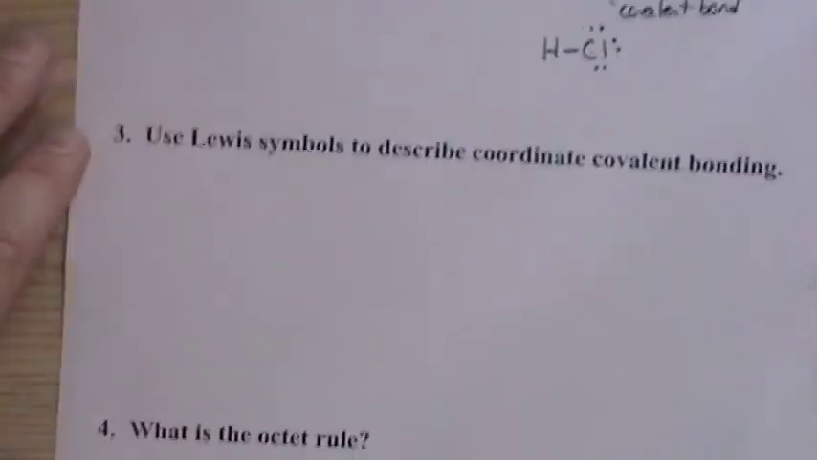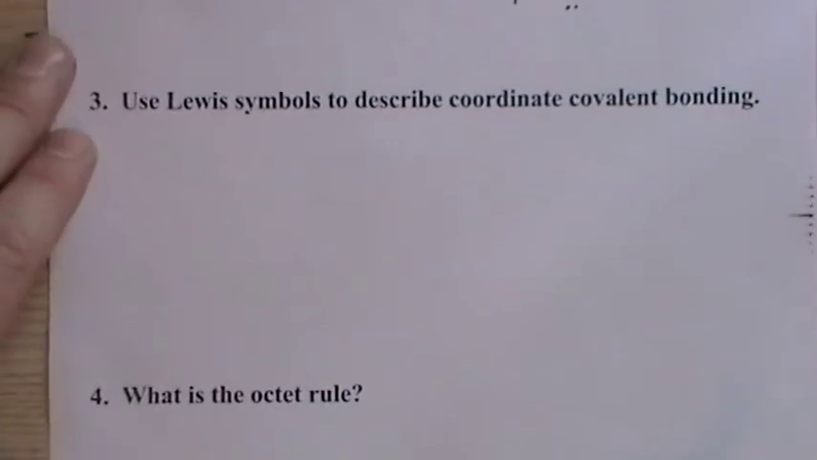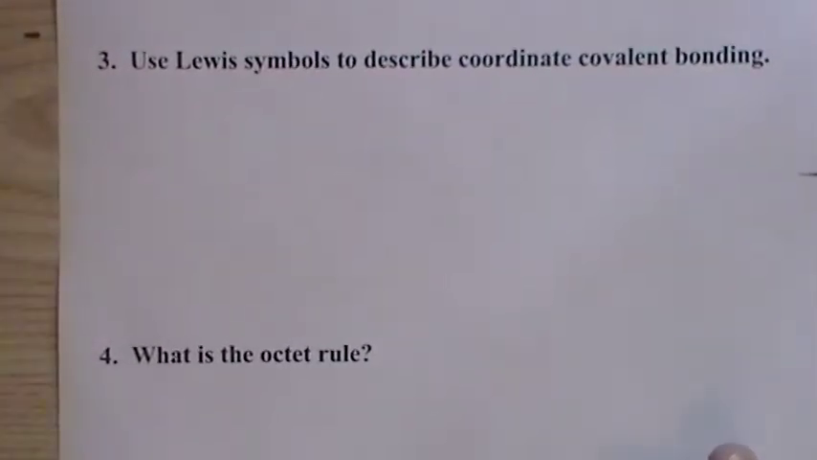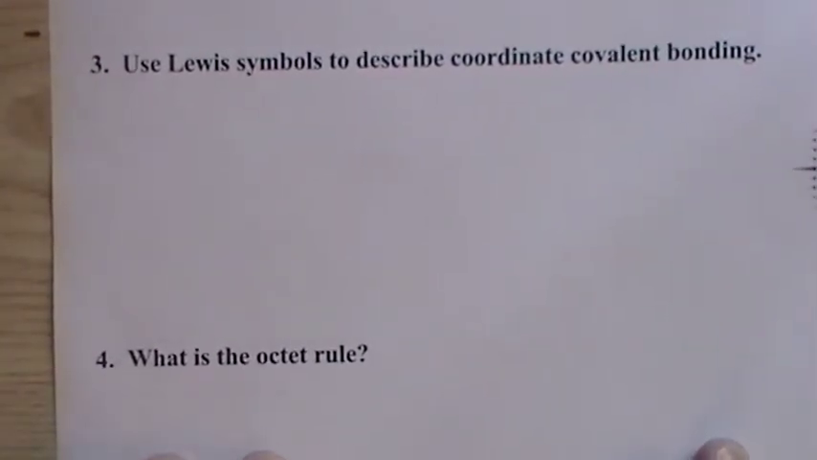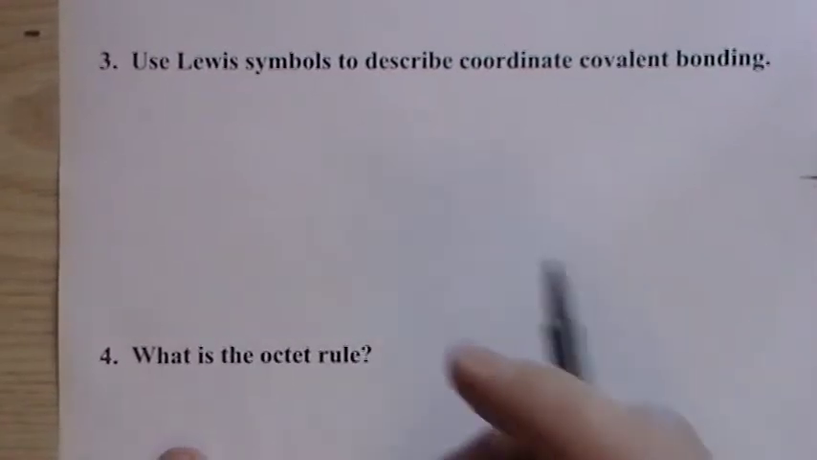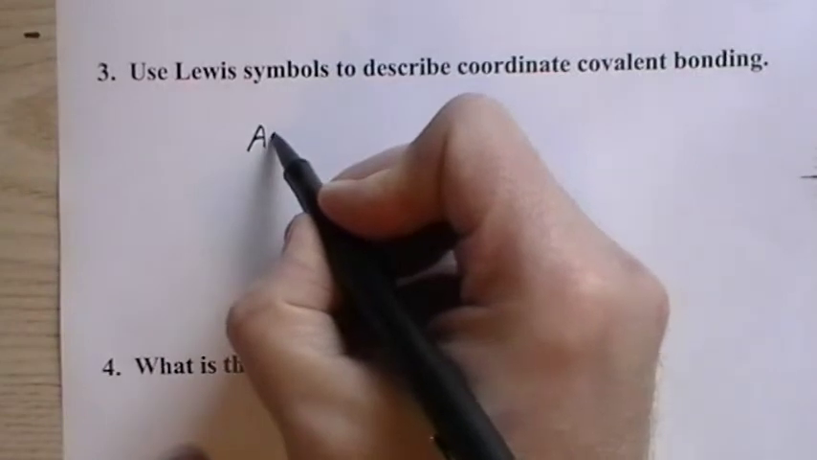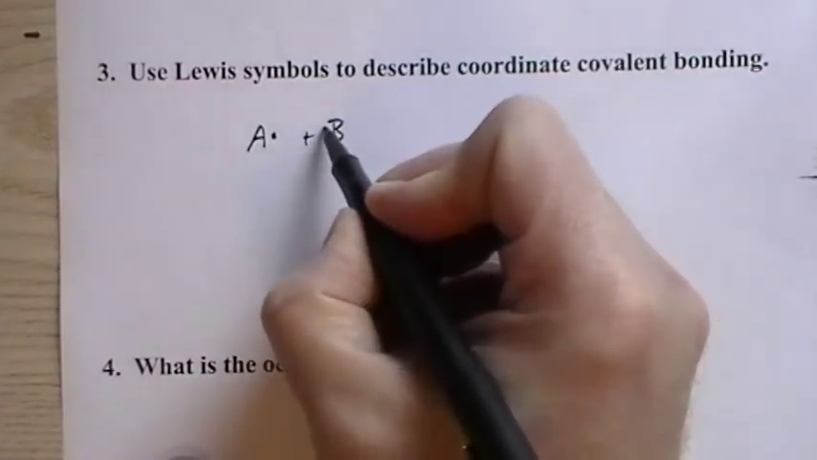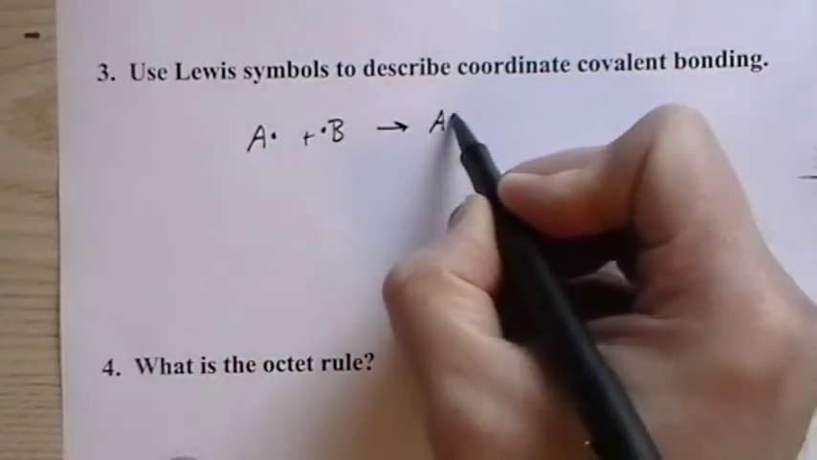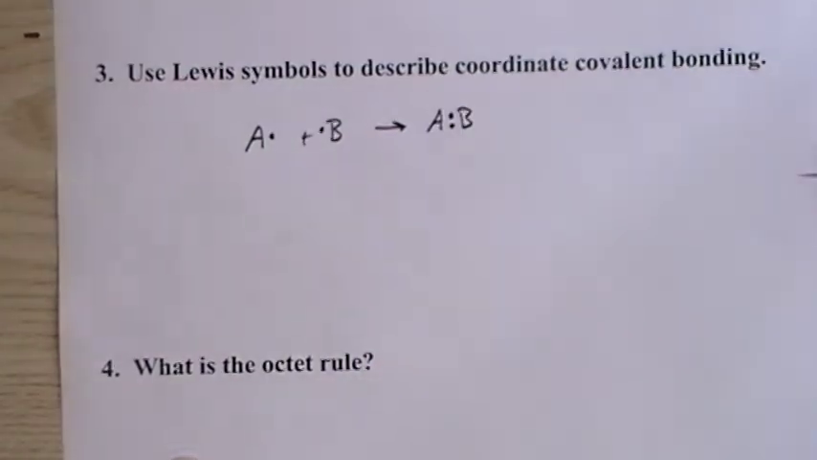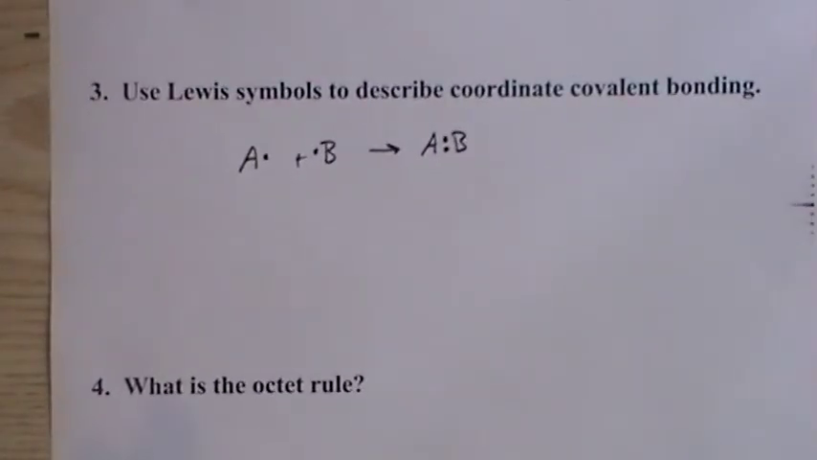Okay, use Lewis symbols to describe coordinate covalent bonding. And now, normally we have A plus B come together, and they both bring an electron to the party. They both bring an electron to the bond.